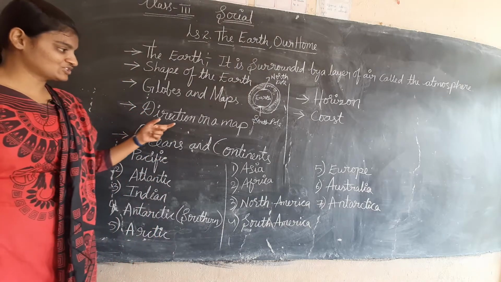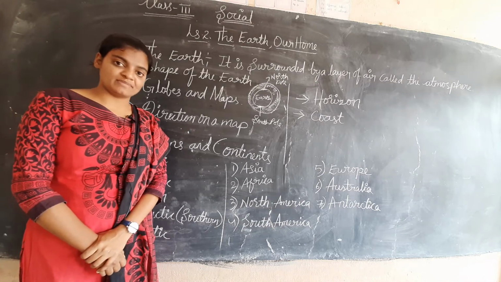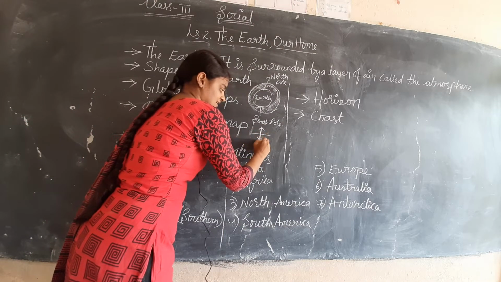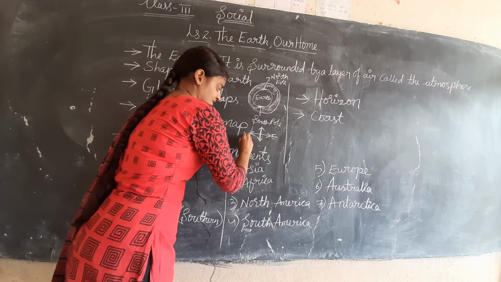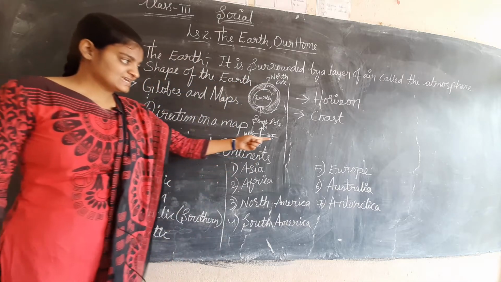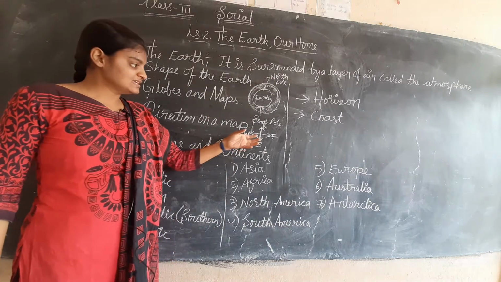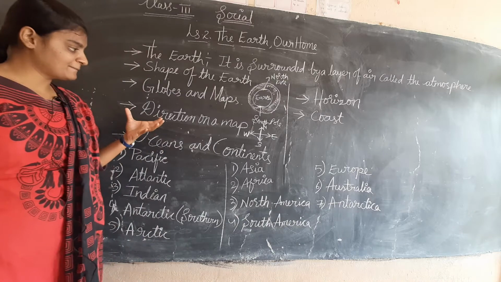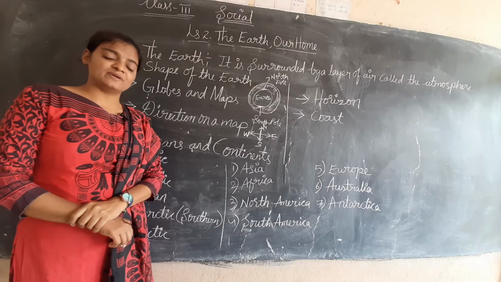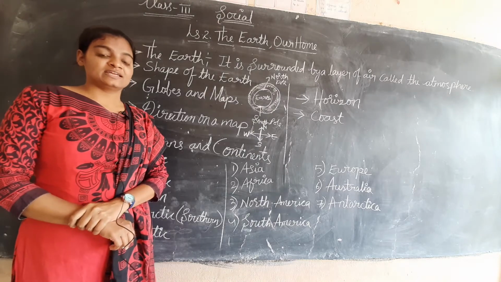Next, direction on a map. How do we see the direction, children, on the map? We already have 4 major directions, that is east, west, north and south. These directions help us to know the exact places on the map. In the olden days, people, scientists and sailors, mainly who sailed the boat, needed to know the directions.